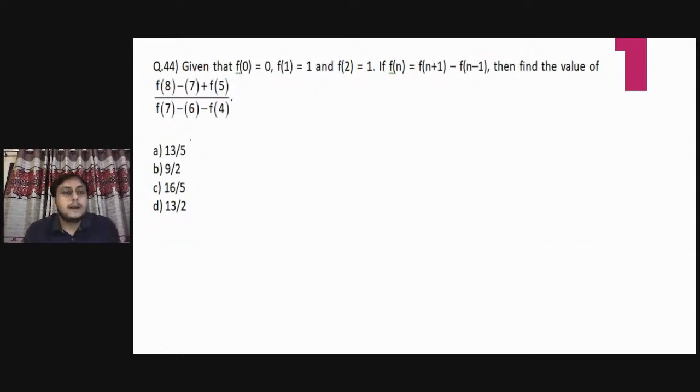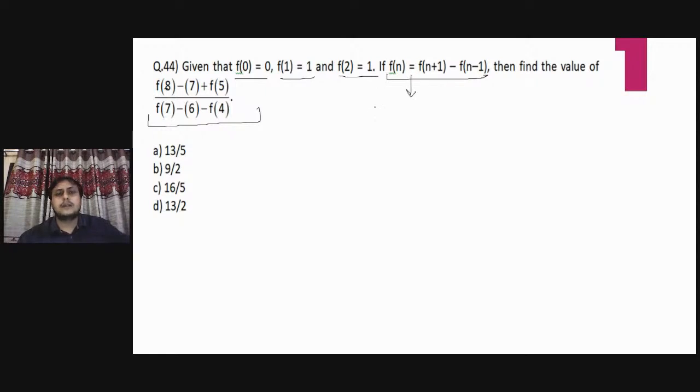Come to this one. Given that f0 is 0, f1 is 1, f2 is 1, and this relation is given: fn equals fn plus 1 minus fn minus 1. Then find the value of this one. Guys, whenever such a question comes, you need to solve for the values of f8, f7, f5, because they give small values so that you can solve it. Now what to do here? We know only f0, f1, f2.